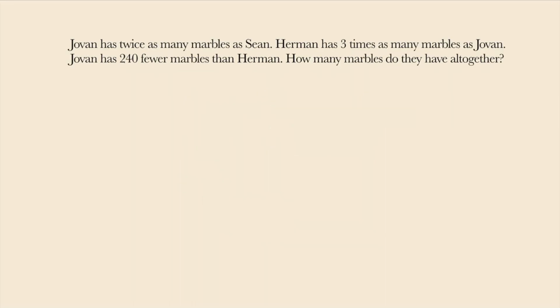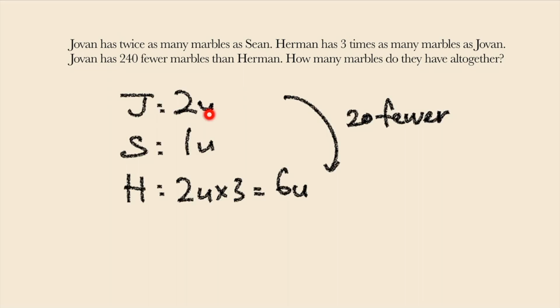Jovan has twice as many as Sean, so J has 2 units. Sean has 1 unit. Herman has triple as many as Jovan. So whatever Jovan has, 2 units, triple that. So that gives us 6 units. J has 240 fewer than H.